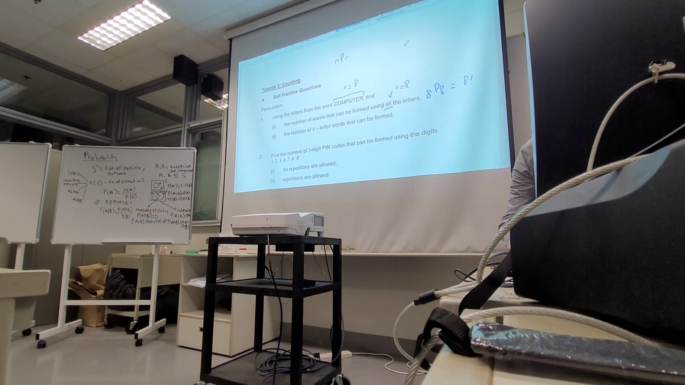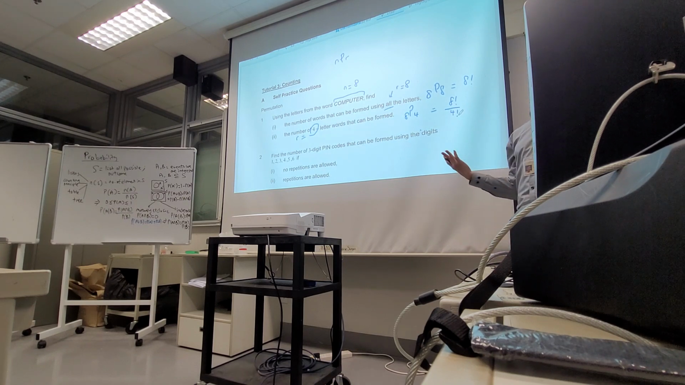Over here, what is this 4? This 4 is my R. So this one is going to be 8P4, which is 8 factorial divided by 4 factorial. So that's the answer. Is that easy? Very easy.